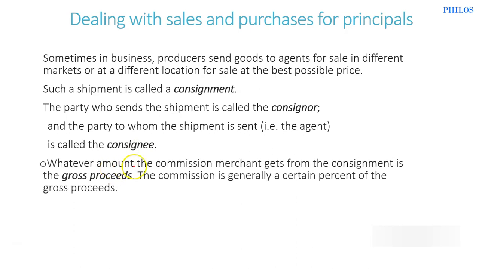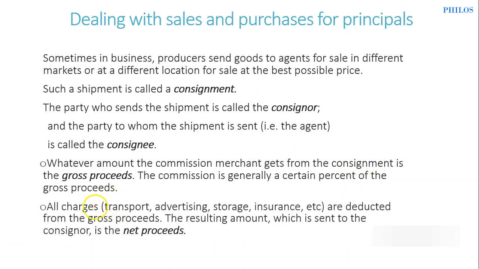Now, whatever amount the commission merchant gets from the consignment is the gross proceeds. So the commission is generally a certain percent of the gross proceeds. Okay. All charges, transport, advertising, storage, insurance, etc., are deducted from the gross proceeds. So the resulting amount which is sent to the consignor, that's the owner, the producer, is the net proceeds. So let's take an example on this so that you understand it better.